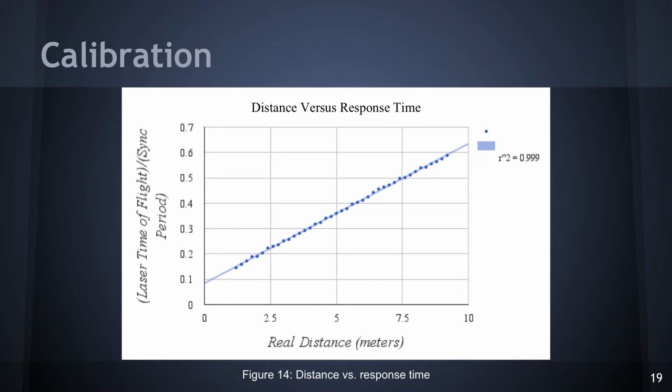The program calculated the ratio of the laser time of flight, as you can see on the graph, to the actual distance, and then that ratio was plotted on the graph as a function of the actual distance. The line of best fit, as you can see on there, showed the proportion of the ratio to the actual distance to be constant regardless of what distance you used.